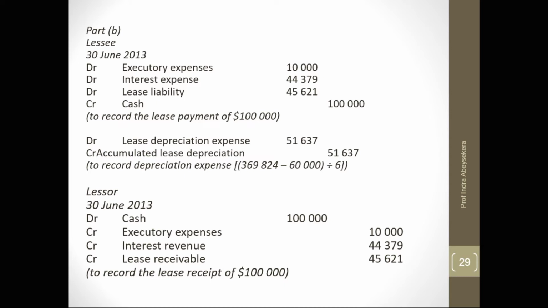For the next year, there's a cash receipt. The cash received by the lessor is 100,000, and we credit executory expenses incurred by the lessor on insurance and those charges. So we credit the expenses 10,000, and for the 90,000, we recognize interest revenue and lease receivable, with the interest expense equivalent as interest revenue and the lease liability equivalent as lease receivable here.